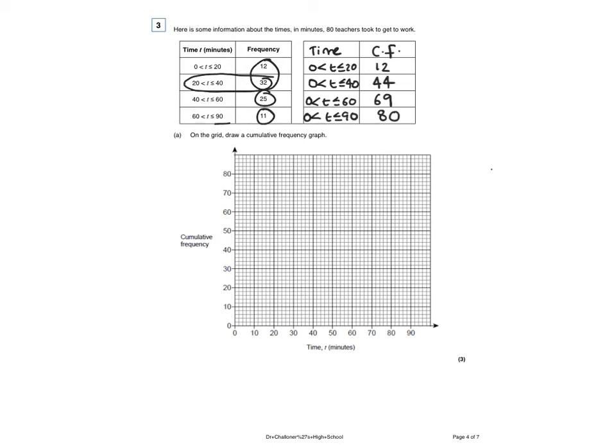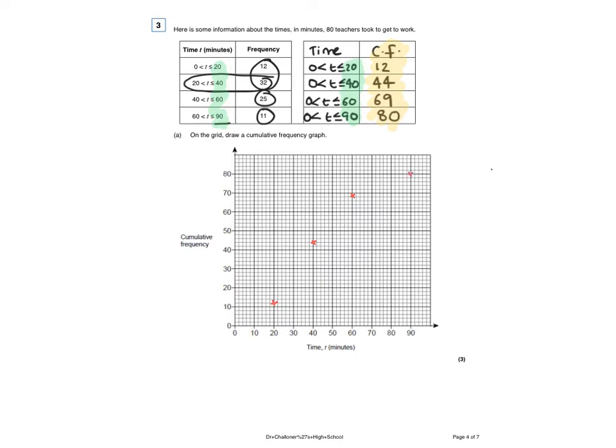Now, cumulative frequency graph. Remember, you are plotting the cumulative frequencies here against the upper values of each time interval, like that. I'll plot them in red again so you can see them. So up to 20 minutes, that's 12 people. Up to 40 minutes, that's 44 people. Up to 60 minutes, that's 69 people, so that's there. And up to 90 minutes, that is 80 people, so that's going to go over there.